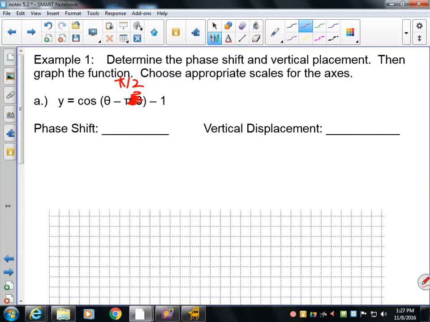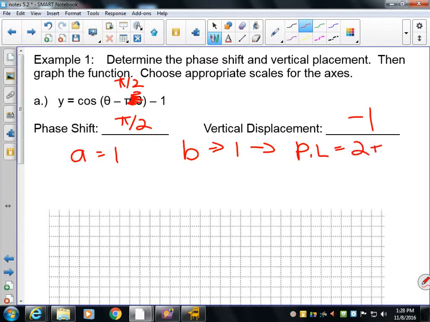But what's my phase shift? Theta minus pi halves. Positive pi halves, because remember when we take that h out, it changes the sign. What's my vertical displacement? -1, so I'm shifting everything down 1, okay? So when I do this, I write my A, and I write my B is 1, so then my period length is 2 pi, okay?